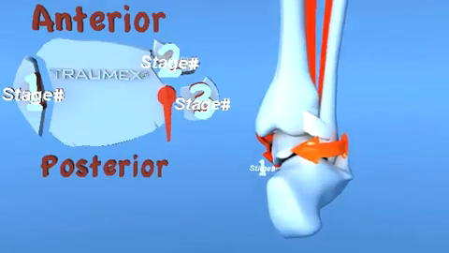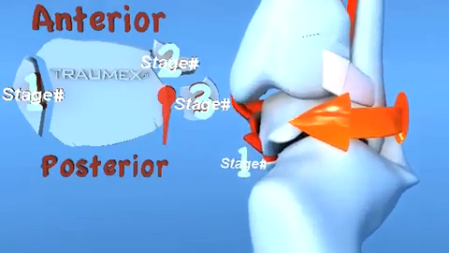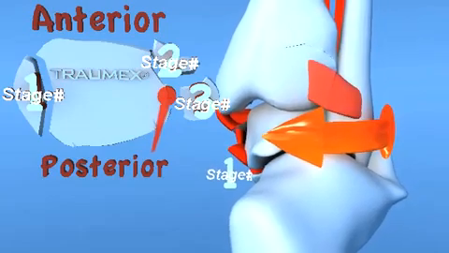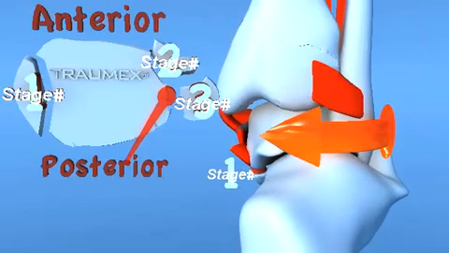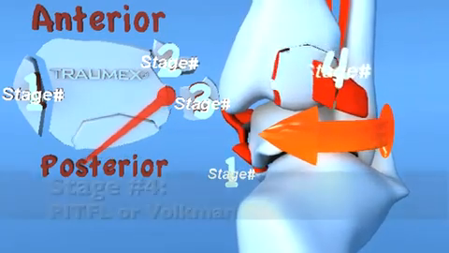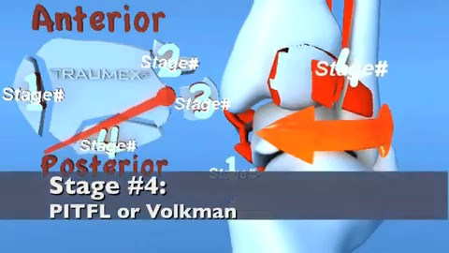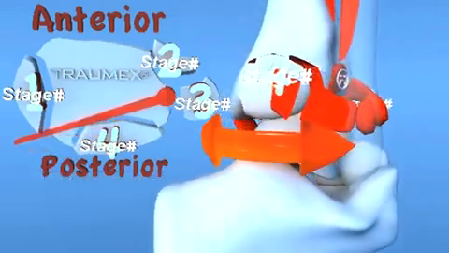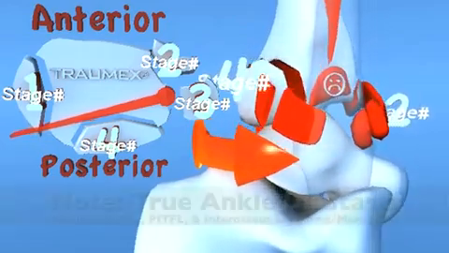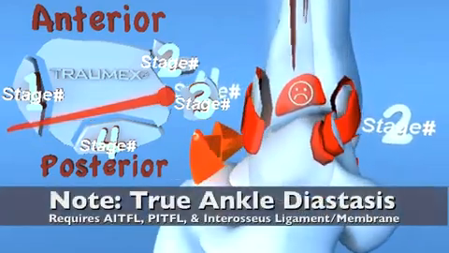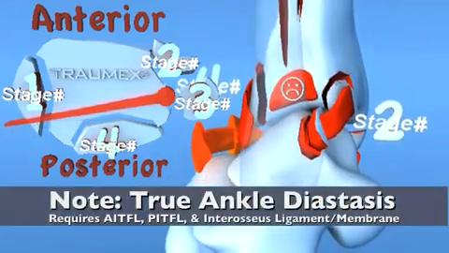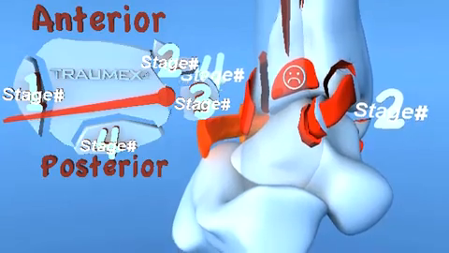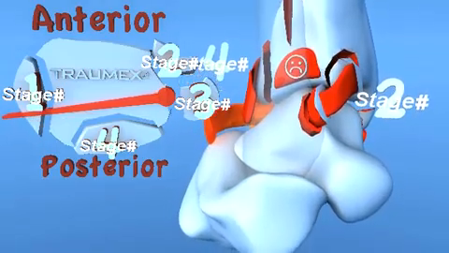fracture. If the forces progress into stage 4, either a rupture of the posterior tibiofibular ligament or a fracture of the posterior malleolus, also known as Volkmann's fracture, will occur. Note: the combined rupture of the anterior inferior tibiofibular ligament, the posterior inferior tibiofibular ligament, and the interosseous membrane results in a true ankle diastasis.